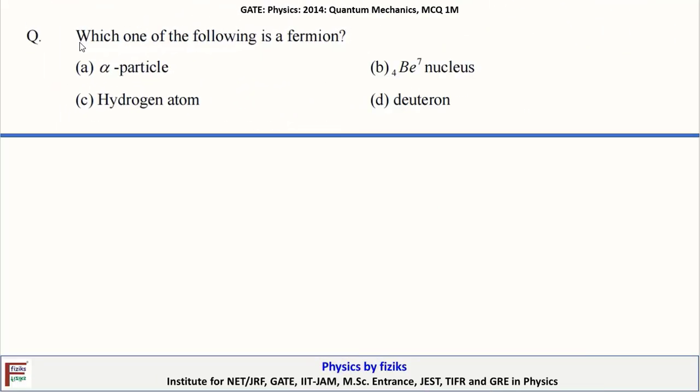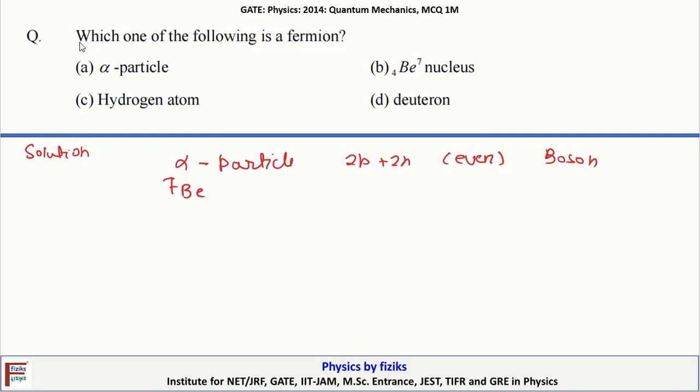Let us read the statement of this question. Which one of the following is a fermion? Solution: alpha particle is 2 protons plus 2 neutrons, so the spin is even, the particle is a boson. Beryllium-7 has 4 protons plus 3 neutrons, the spin is odd, so the particle is a fermion.